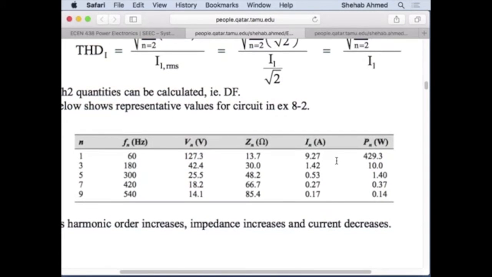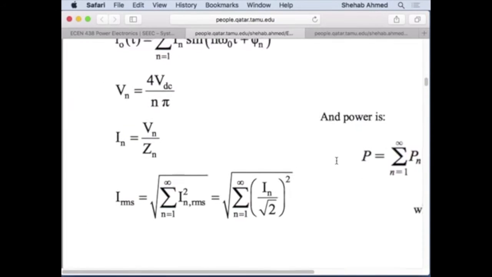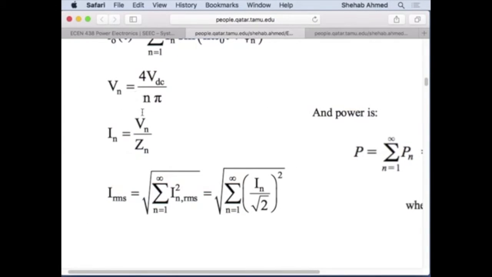I mean, is everybody okay with how we do that? So the equations for that are here. The voltage harmonics are from the Fourier series. The current harmonics are from this equation, and this Zn is basically the square root of R squared plus n omega L squared, right? All under the square root.